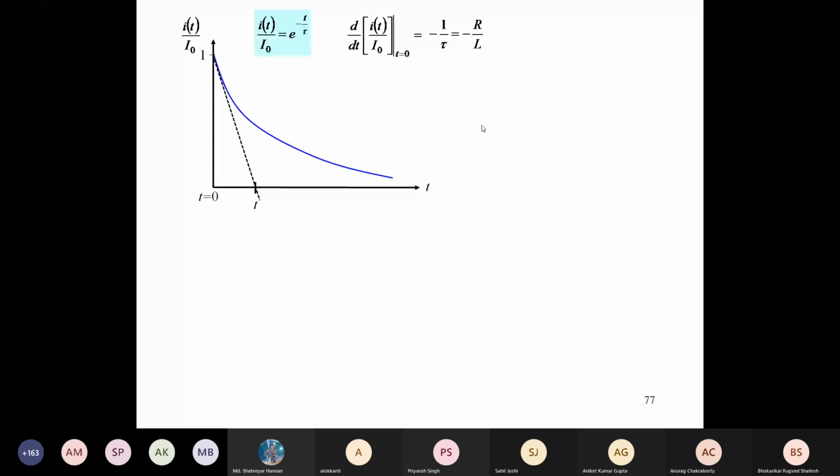Can you hear me now? Yes sir, now you are audible. So how much is this time if it decays at the same rate? This is the time constant, tau. So you have basically found out the gradient.